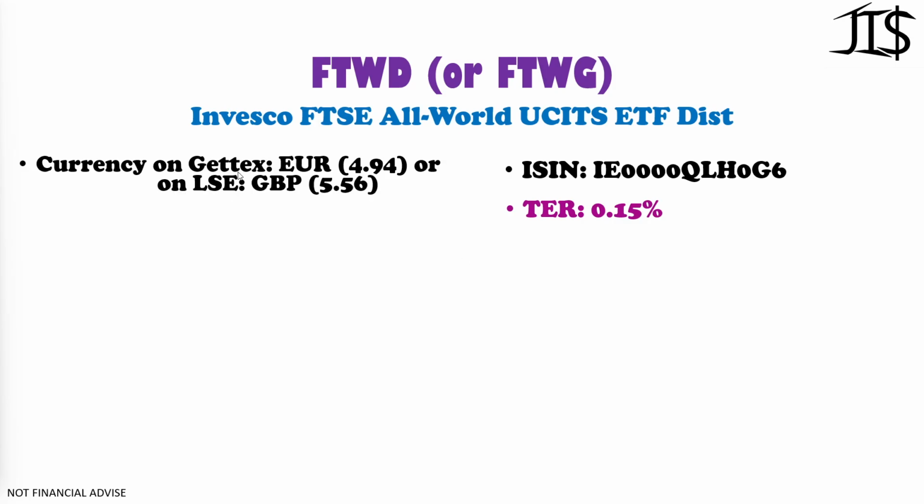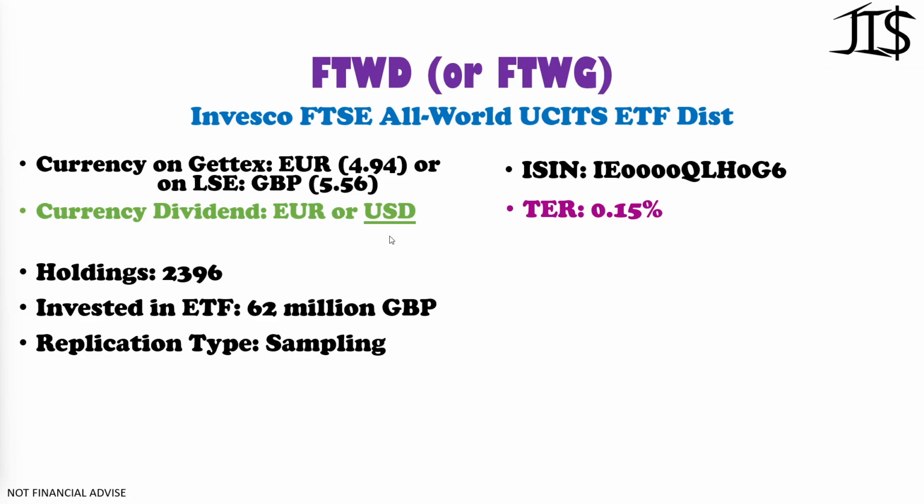Then you have FTWD, so not on the SIX. So you can buy it on the GetX for 4.94 euros or on the London Stock Exchange for 5.56 British pounds. And the total expense ratio is 0.15%. The currency of the dividend on the GetX is euros, but on the London Stock Exchange, it's paid out in US dollars.